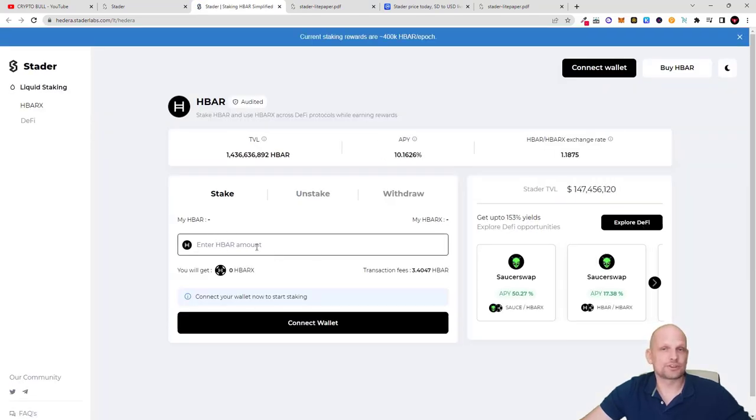If you would like to stake HBAR, here you can add the amount of HBAR. Obviously you will need to connect your wallet in the top right corner, and then you can do your staking. As you can see, currently the total value locked for HBAR staking is 1.4 million, and the APY for staking is 10%, which is very, very good and very reasonable, guys.